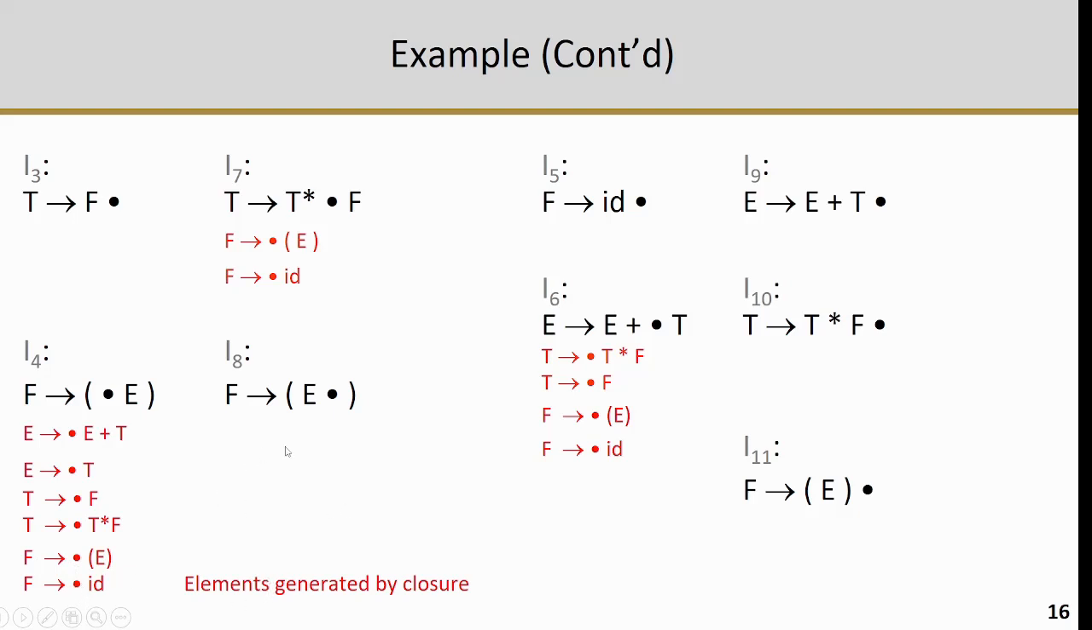And similarly, reading a multiplication sign, we get a dot on the other side of the multiplication sign, and since it is before F, we have to place all those items here where a grammar rule is applicable to F and the dot is just at the beginning of the right hand side. And all these lines highlighted by red identify those LR0 items which were generated by the closure operation.